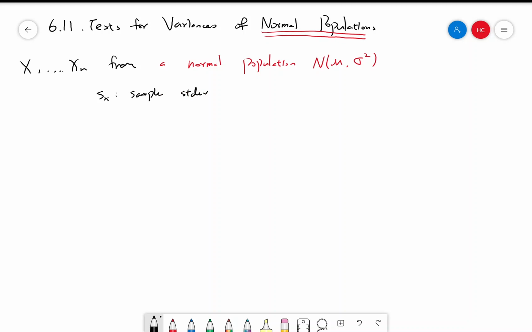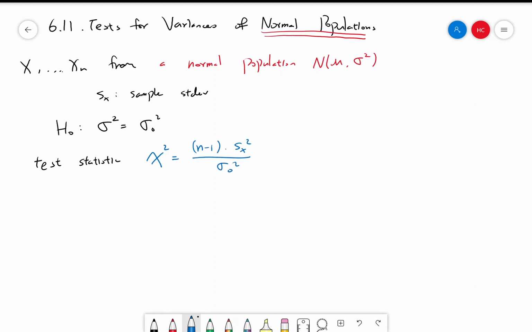Now suppose we want to do a hypothesis test where the null hypothesis is that the population variance is equal to a number. Then our test statistic is called chi-square. It's defined by n-1 times sx squared over sigma 0 squared. After we get this number, we look at the chi-square table, and the degree of freedom in this case is n-1.